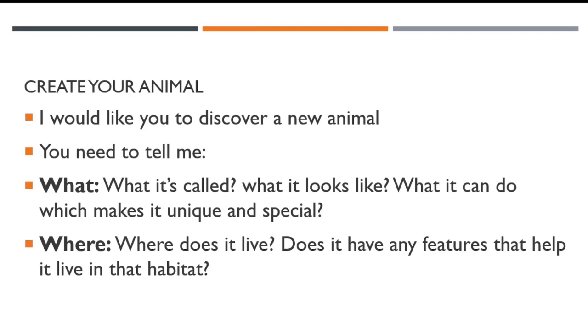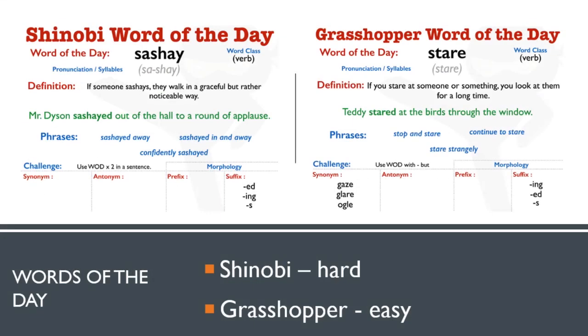Let's have a look at words of the day now. We've got two words of the day that we're going to try and get into our writing this week. My class have been doing this at least twice a week. So we've been using a Twitter called Vocabulary Ninja. If you want to give that a look, you're more than welcome to. There's two levels of words of the day. So grasshopper is the easier word and shinobi is the higher level. So the idea is that we work on these words and we become a ninja with our vocabulary, which is part of our VCOP. So the grasshopper word of the day this time is the word stare.